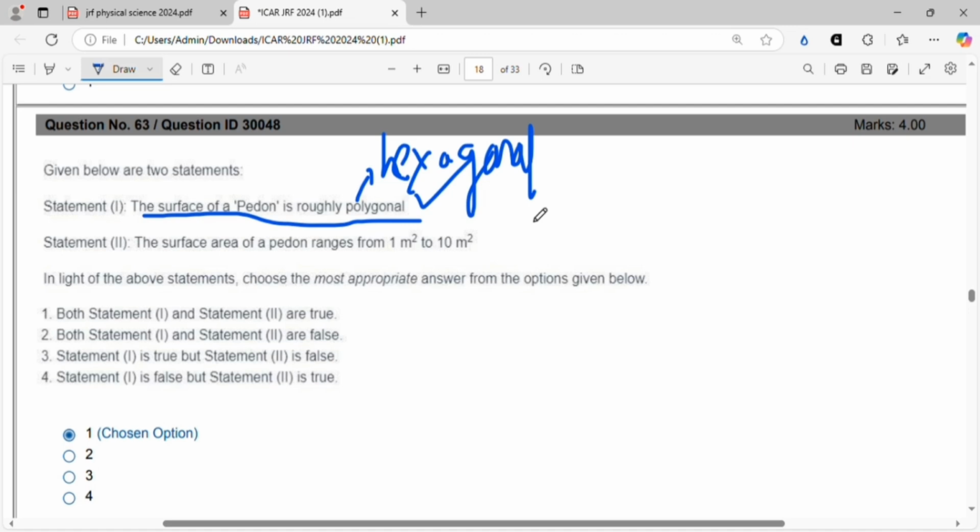And statement 2 is: the surface area of a pedon ranges from 1 meter square to 10 meter square. This is also absolutely correct. So the correct answer will be both statement 1 and statement 2 are true. Alright.